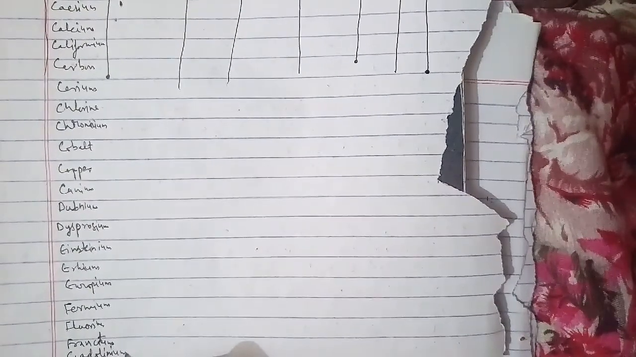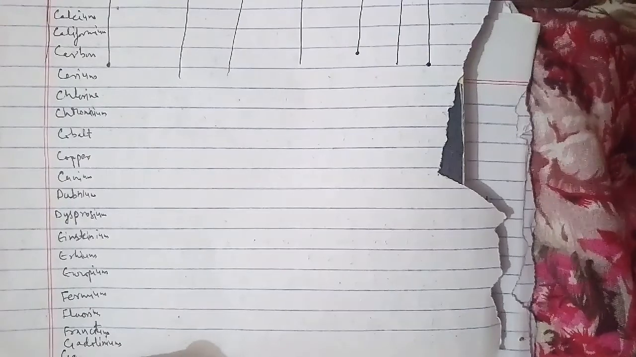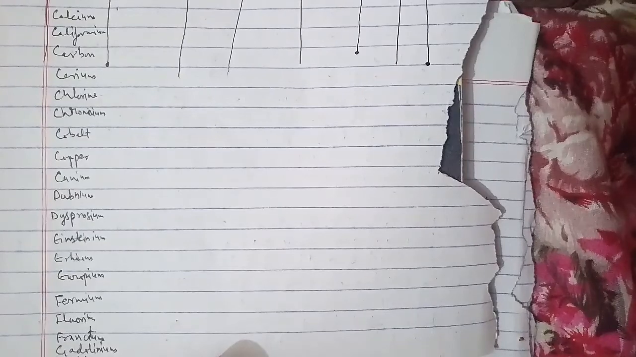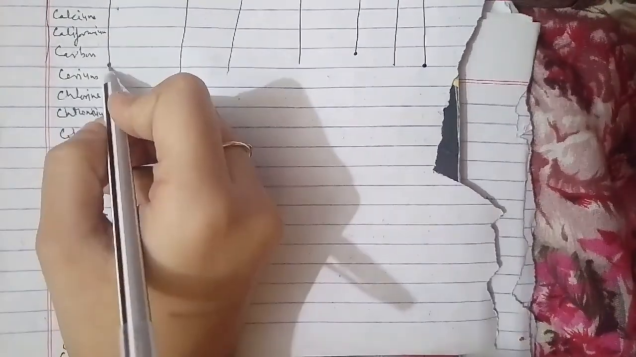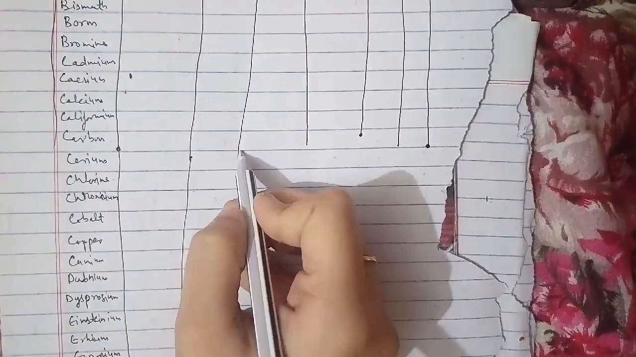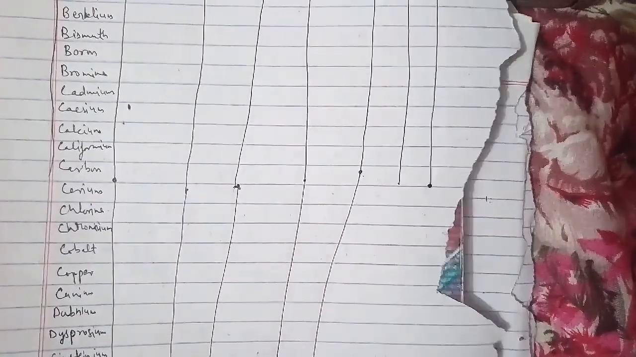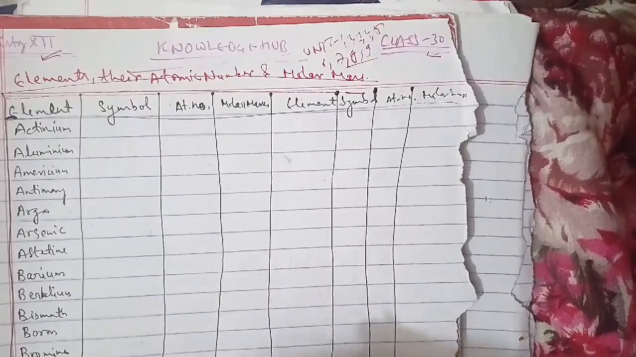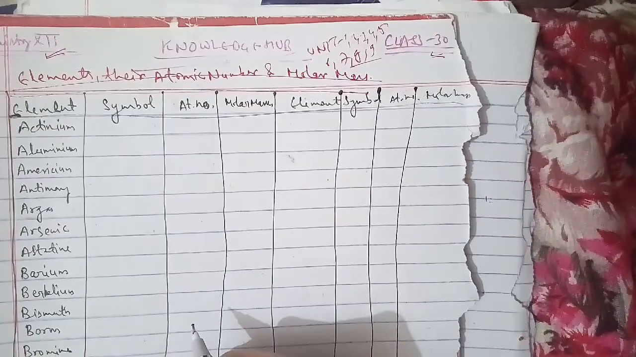So we'll discuss this one by one. Okay, so here we go ahead. After gallium we will complete the series of G. After gallium comes germanium, and then after germanium we have gold. Okay, I will do it for the rest as well.